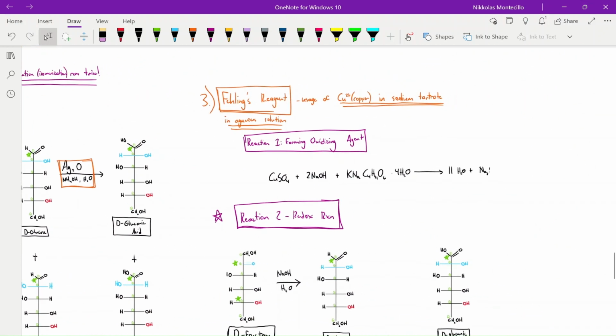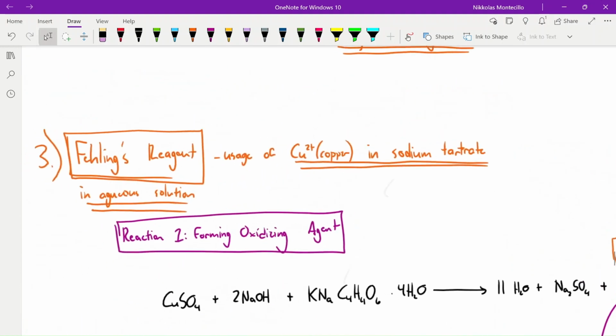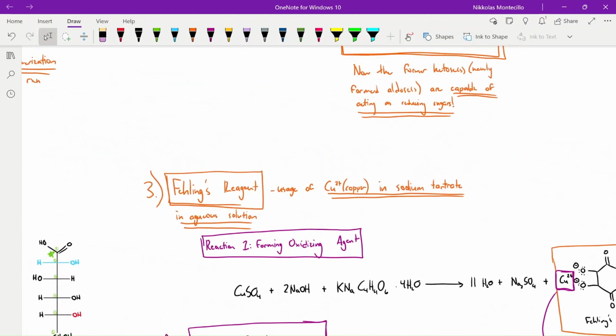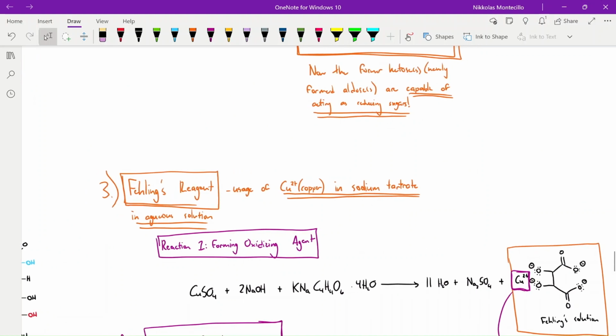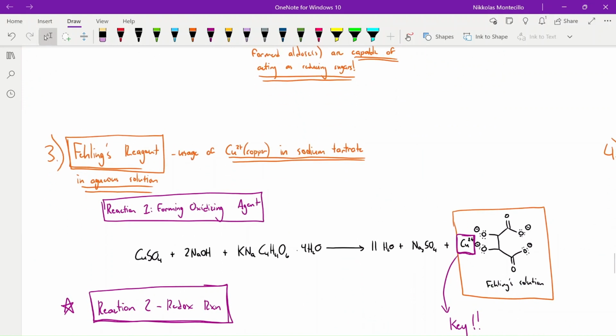So the third method of oxidizing monosaccharides involves the usage of Fehling's reagent. So Fehling's reagent is just the usage of a copper 2 ion in sodium tartrate in aqueous solution. So the first reaction is essentially just the formation of an oxidizing agent. So we need to form an oxidizing agent, and this is just the reaction equation used to create Fehling's reagent.